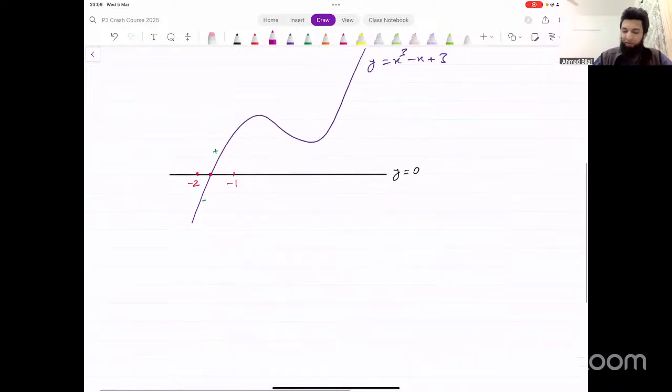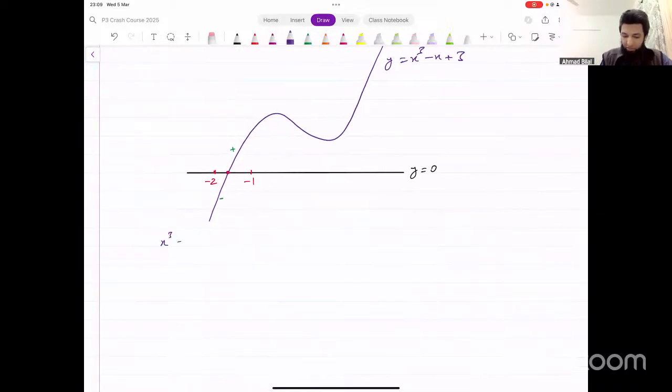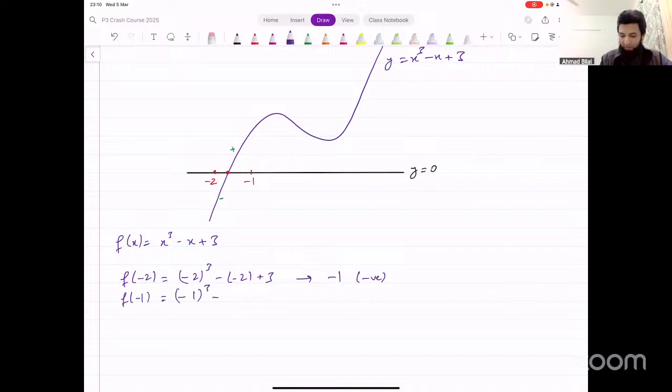So if you have that function, which is x cubed minus x plus 3, let's call this function f of x. If I were to input x equal to -2 in this, what value would I get from this? (-2) whole cube minus (-2) plus 3. What's the value that we get from this? -8 plus 2 plus 3, that is -3. This is a negative value. And then if I input -1 in this, what does that give me? (-1) cubed minus (-1) plus 3, this results in 3, which is a positive number.